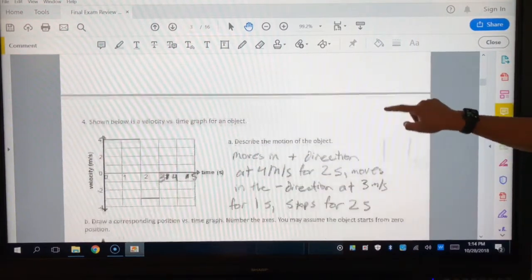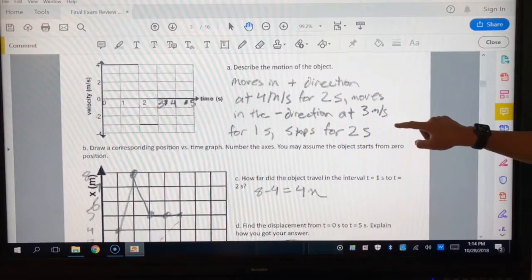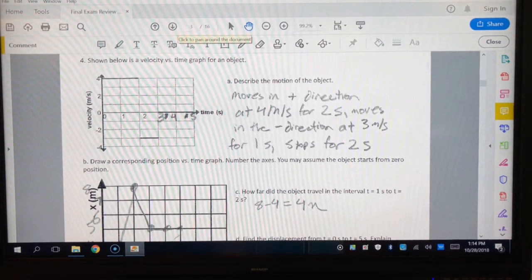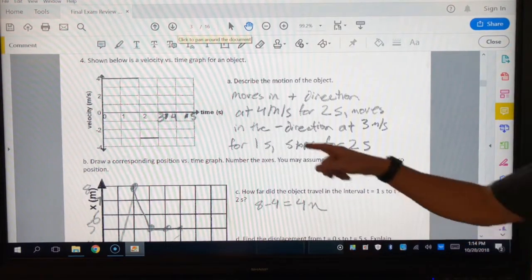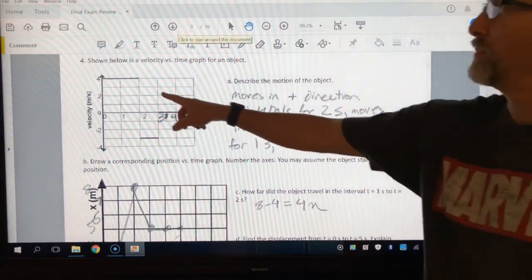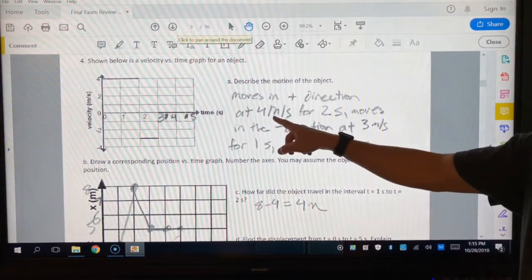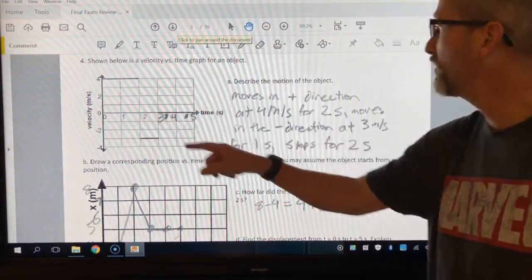For the second page, this one says, shown below is a velocity versus time graph for an object. They want us to describe the motion, so we know that it moves in the positive direction because it has a positive velocity at 4 meters per second, and it does that for 2 seconds.